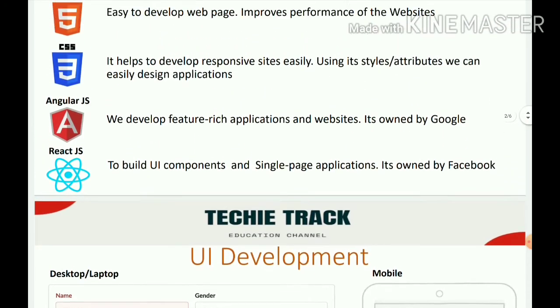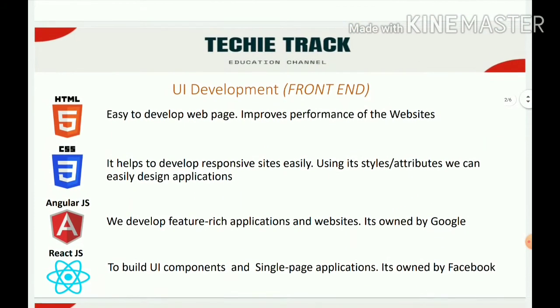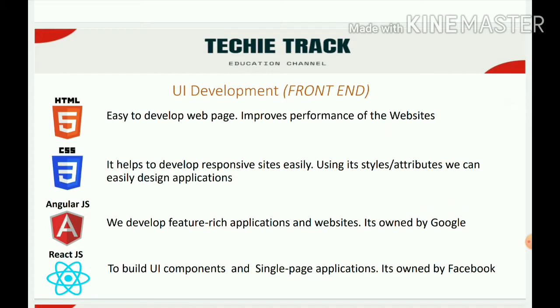Okay, let's move on to what are all the technologies we are using in the UI development. First one is HTML5. HTML5 is used to develop the web pages. All of you know about that, right? HTML has a few versions like 4 and 5. The latest one is 5. HTML5 can be used to improve the performance of the websites. It is easy to do the development as well as it will improve the performance of the websites.